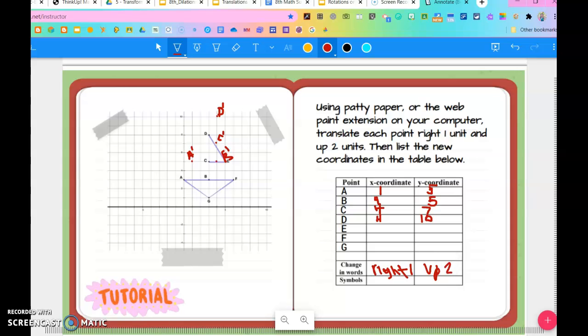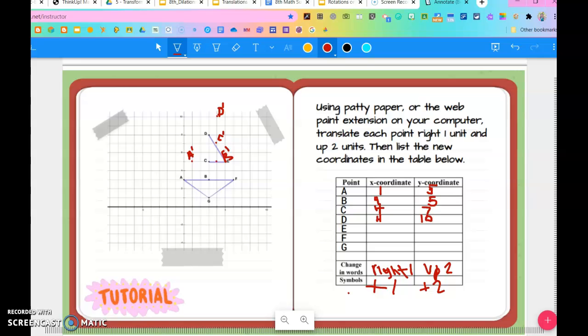And then if I was putting that into math, the symbols, to the right, is that going bigger on the x-axis or smaller? Well, the right is bigger, so that would be plus 1. And then up is also bigger on the y-axis, so that would be plus 2.